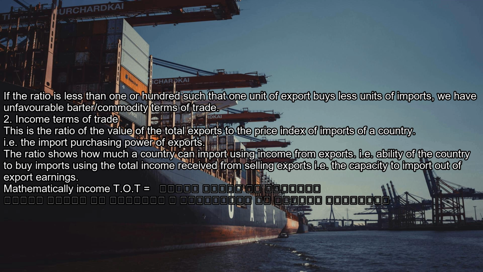2. Income terms of trade. This is the ratio of the value of the total exports to the price index of imports of a country, i.e., the import purchasing power of exports. The ratio shows how much a country can import using income from exports, i.e., the ability of the country to buy imports using the total income received from selling exports, i.e., the capacity to import out of export earnings.